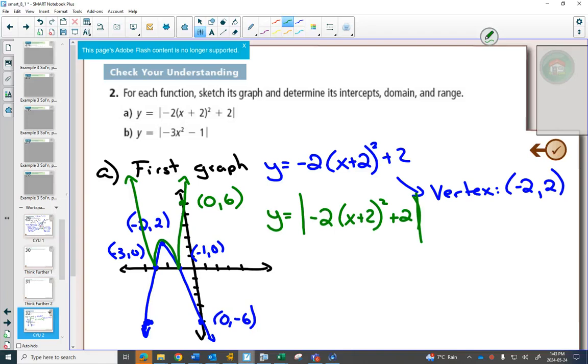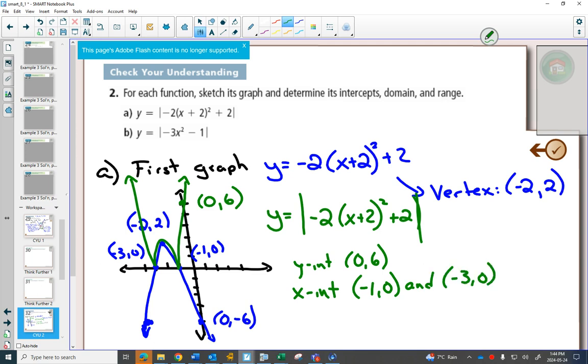In our green graph, can we just say what the intercepts are? Yes, we know that our y-intercept is 0, 6. Our x-intercepts stayed the same. They were at negative 1, 0, and negative 3, 0. Domain was everything, and range, our y values are now bigger than or equal to 0 on our green graph.